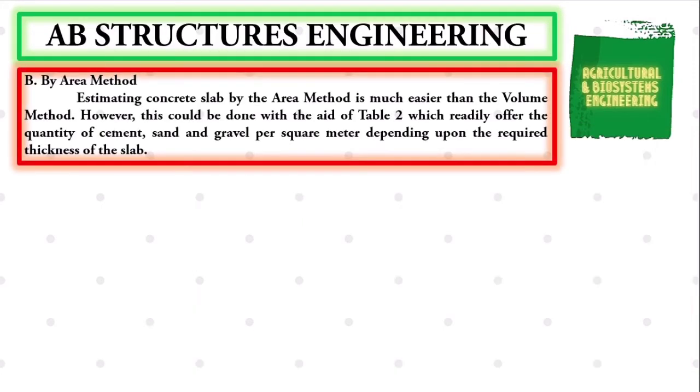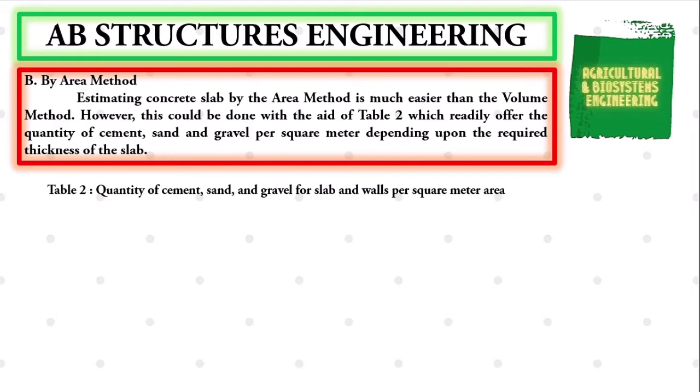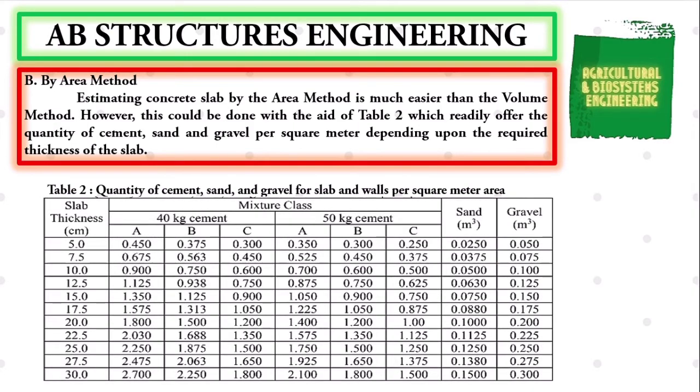Next, I will be showing you the solution for the area method. Estimating concrete slab by the area method is much easier than the volume method. However, this could be done with the aid of table 2, which readily offers the quantity of cement, sand and gravel per square meter depending upon the required thickness of the slab. To show you how the area method is done, let us proceed to our solution.